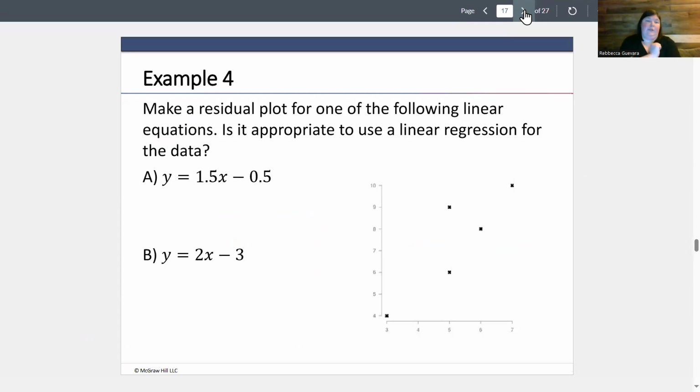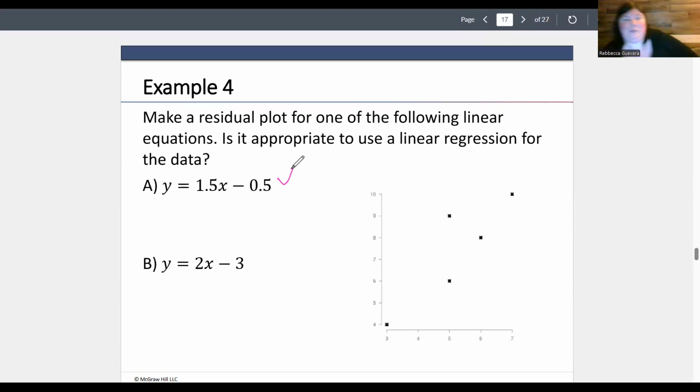Okay. So we want to make a residual plot for one of the following linear equations, and we want to determine if it is appropriate to use a linear regression model. So this was actually the line of best fit, so we're going to use this one. It's probably not the best example, but we're going to assume that is my best line of fit and just find a residual plot. Well, we already know what the residuals are going to look like, but we just need to make the plot.